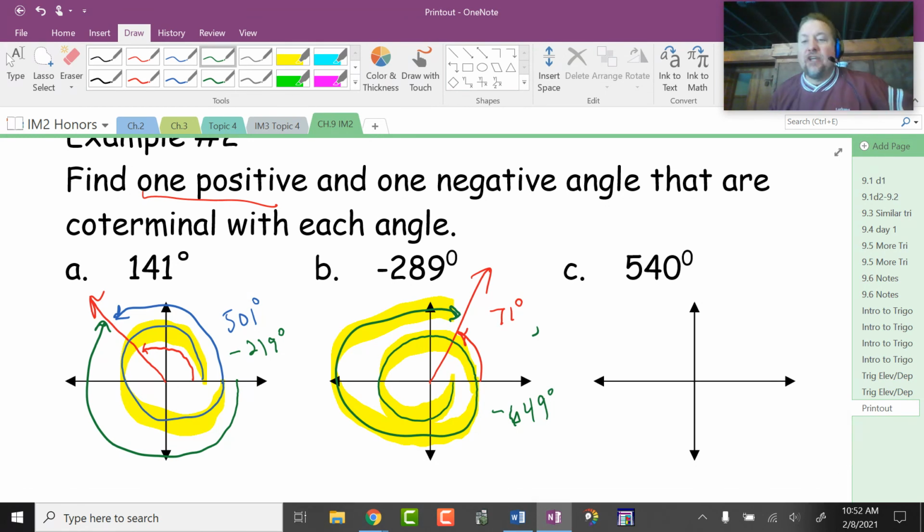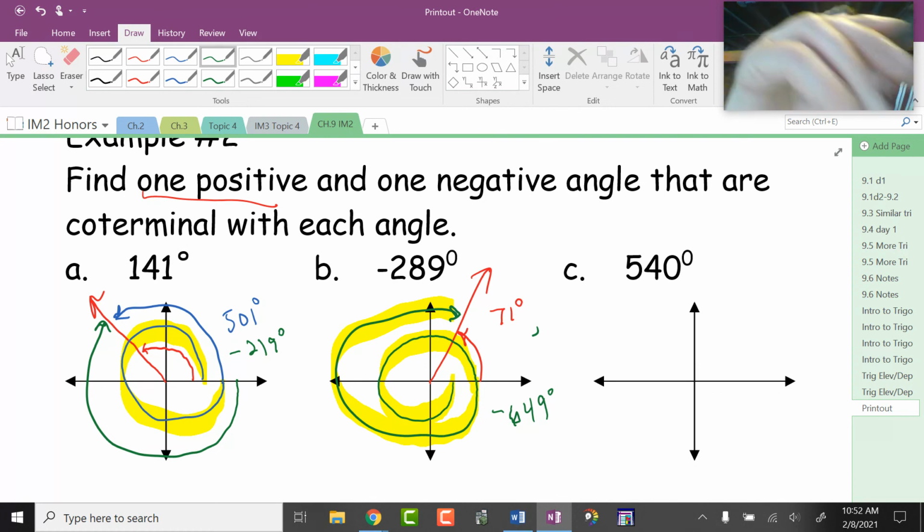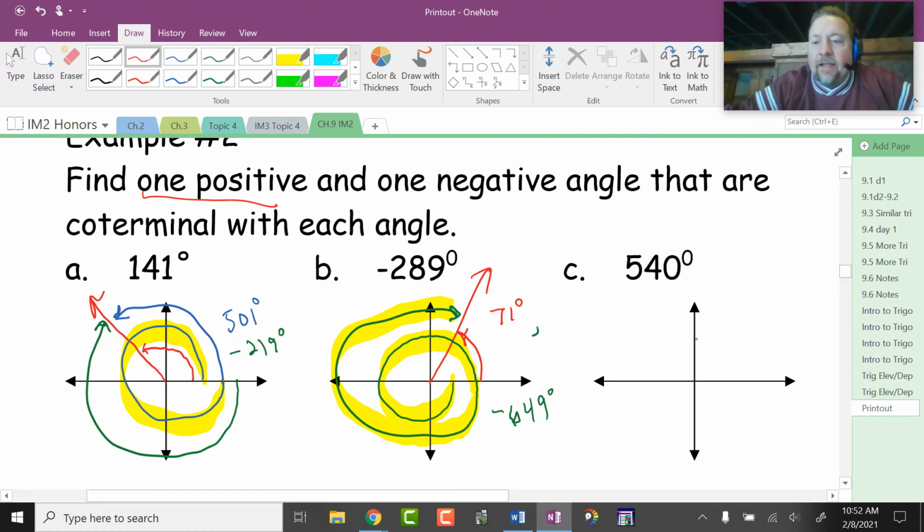All right, and then Jad, 540. Ooh, this is interesting. Where does 540 land, Jad? I think it lands in between 2 and 3. Nice, but you know what we're going to say from here on out? This is 360 and then another 180. We're going to say it lands on the positive x-axis. Wrong, the negative x-axis. My bad. Negative x-axis is where it lands.